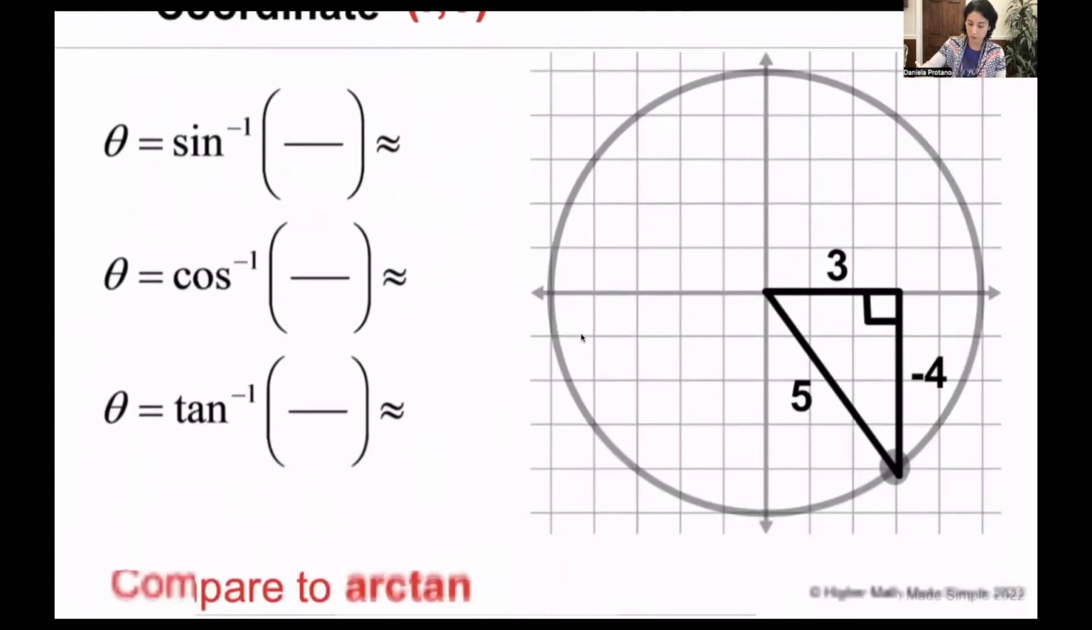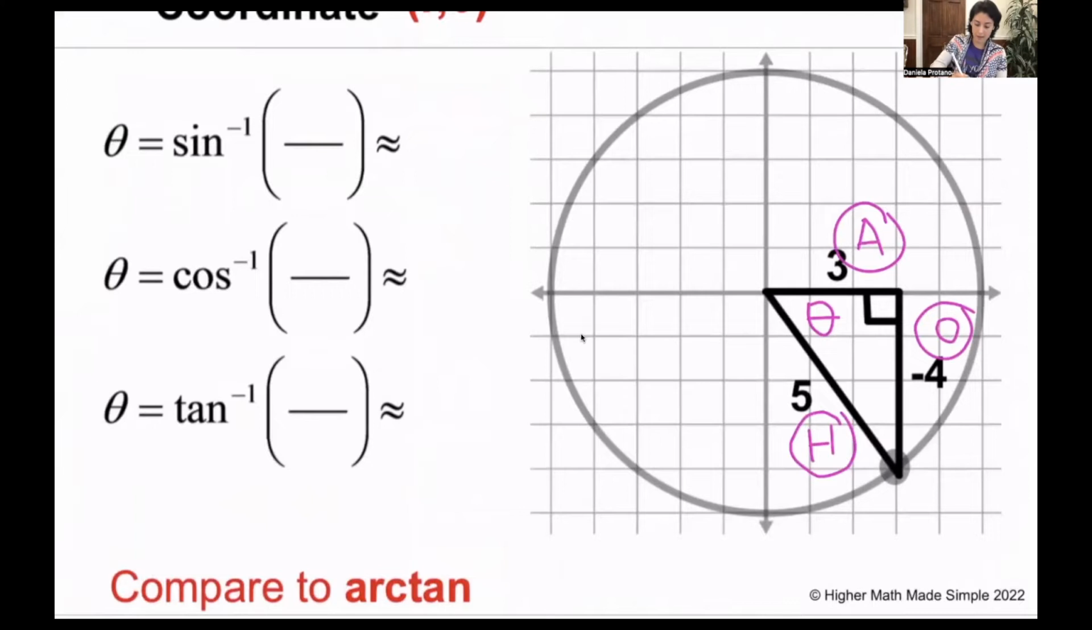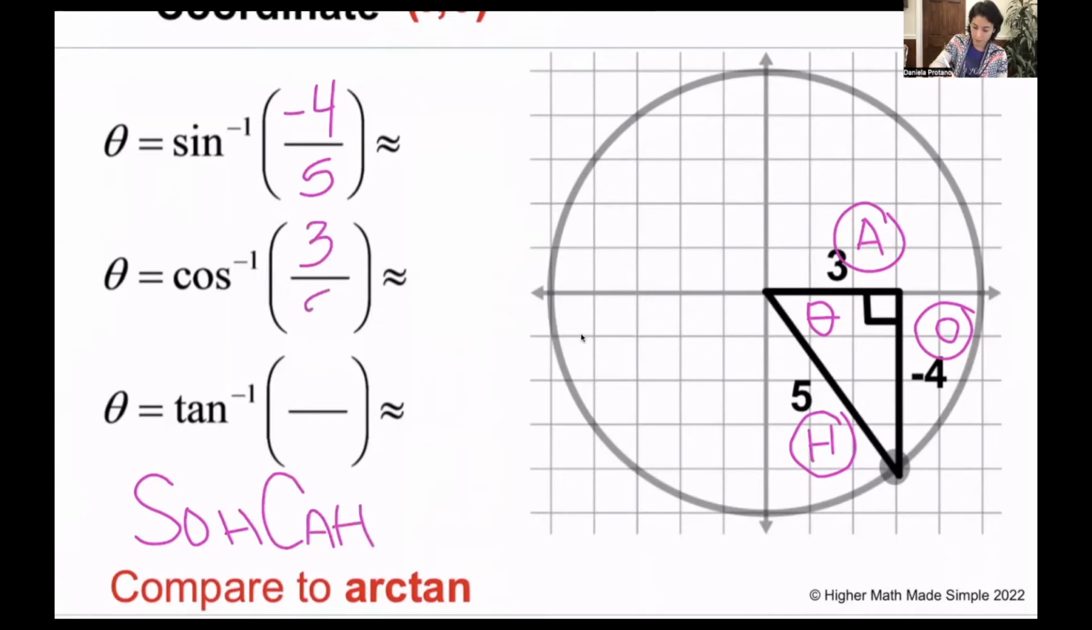Okay, let's take a look at what's going on here. Actually, I should have labeled it in this diagram. The sine, remember, is opposite over hypotenuse, so that would be -4 over 5. The arc cosine would involve the adjacent over hypotenuse ratio, so that would be 3 over 5. And tangent would be opposite over adjacent, so in this case, -4 over 3.